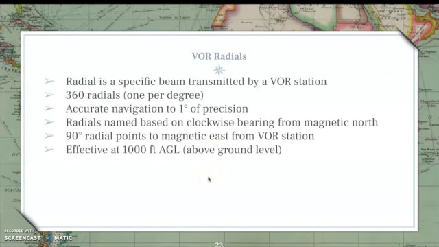So a radial is a specific beam that's transmitted to a VOR station. And then we have 360 radials, 1 per degree. So accurate navigation can actually be up to 1 degree of precision, and radials are named based on a clockwise bearing from magnetic north. So a 90 degree radial points to magnetic east from the VOR station. So 360 is always north, and then 90 is always going to be east. And VOR is effective at about 1,000 feet above ground level, or AGL.